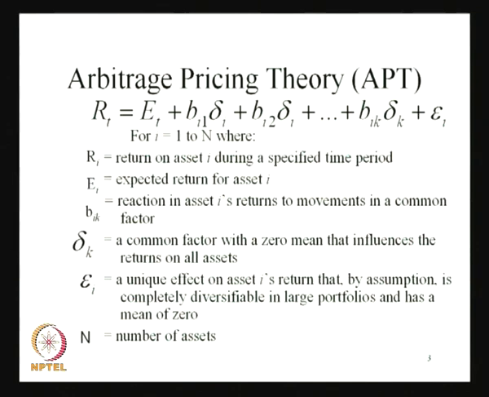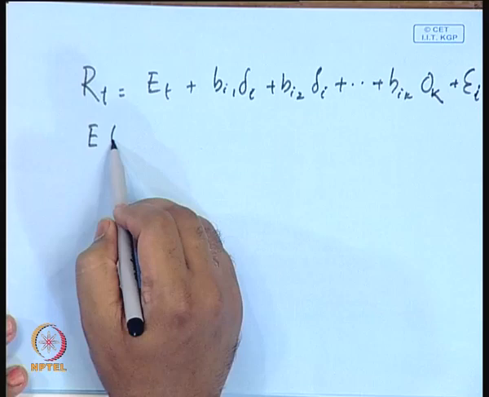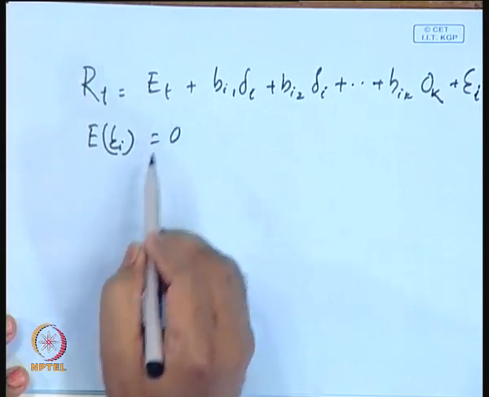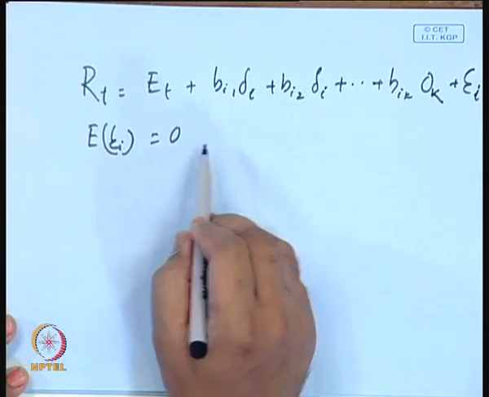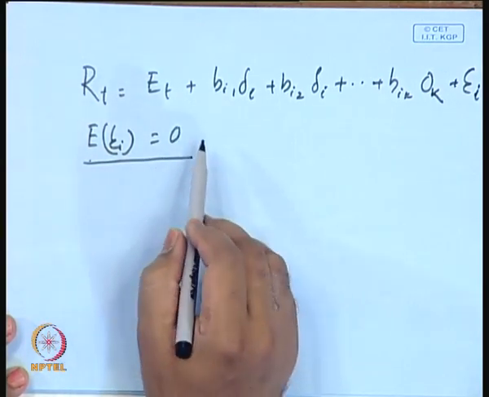Therefore, delta_1 to delta_k are the different factors which are going to affect the return of the stock or any other asset in a particular time period. Something you observe here is that we always assume the expected value of epsilon_i is equal to 0, that means the expected mean of this particular term will be 0.